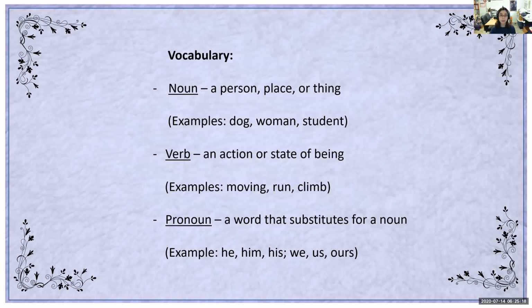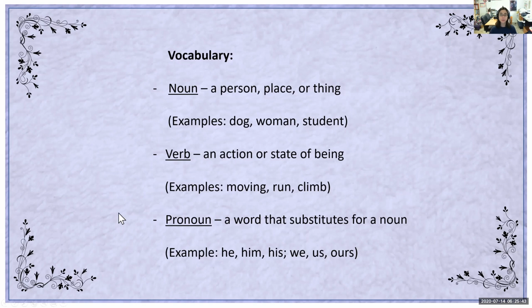We have a noun, a verb, and a pronoun, and these are all parts of speech. So a noun is a person, place, or thing, such as a dog, a woman, or a man, or a student. Those are all examples of nouns. A verb is an action or state of being, things like moving, or run, or climb, or walked. All of those are examples of verbs.